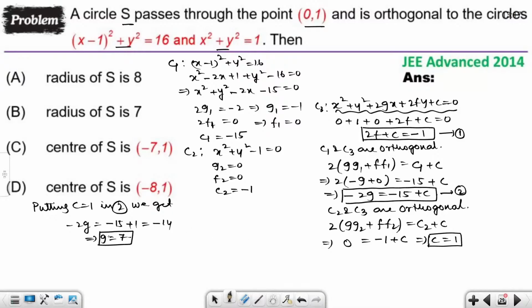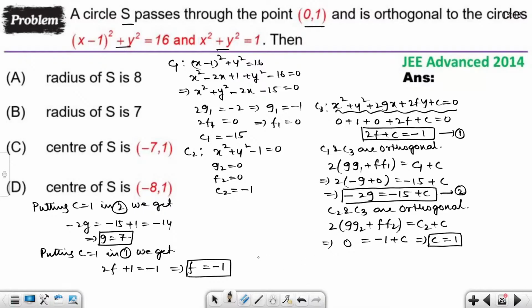Now to get the value of f, putting c equals 1 in equation 1, we get 2 times f plus 1 is minus 1. So from here we have f as minus 1. Am I correct or not? So you got f, you got g.